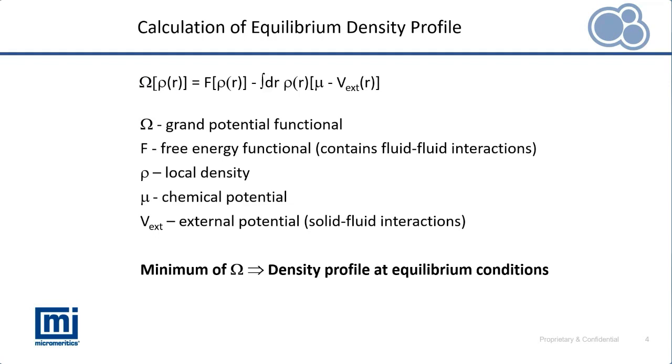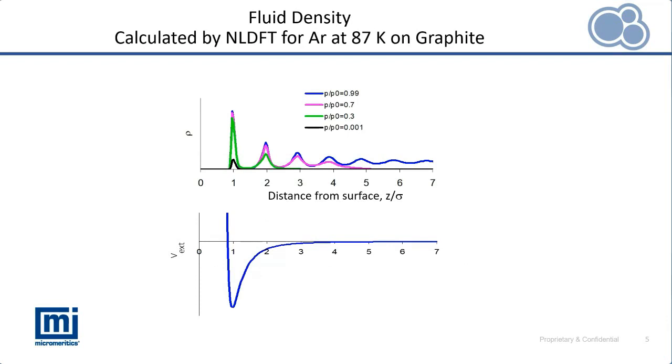Now, we can use omega to calculate the density profile at equilibrium conditions. And this is done by minimization of omega. So the minimum of omega gives the density profile of the system that we model. This slide illustrates modeling of very simple system, which is argon on graphite.